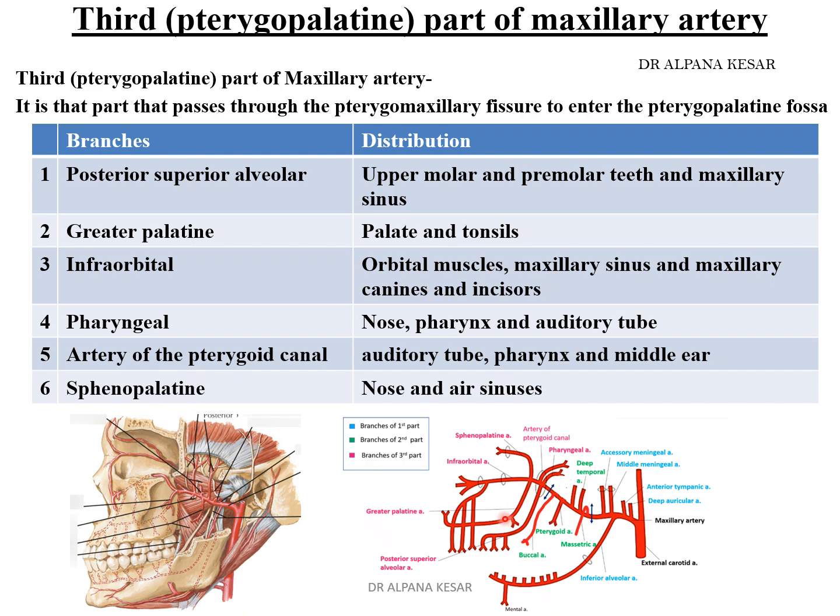Greater palatine artery, which supplies palate and tonsils. Infraorbital artery, which supplies orbital muscles, maxillary sinus, and maxillary incisors and canines. Pharyngeal artery supplies nose, pharynx and auditory tube. Artery of the pterygoid canal, which supplies auditory tube, pharynx and middle ear. Sphenopalatine artery, which supplies nose and paranasal air sinuses.